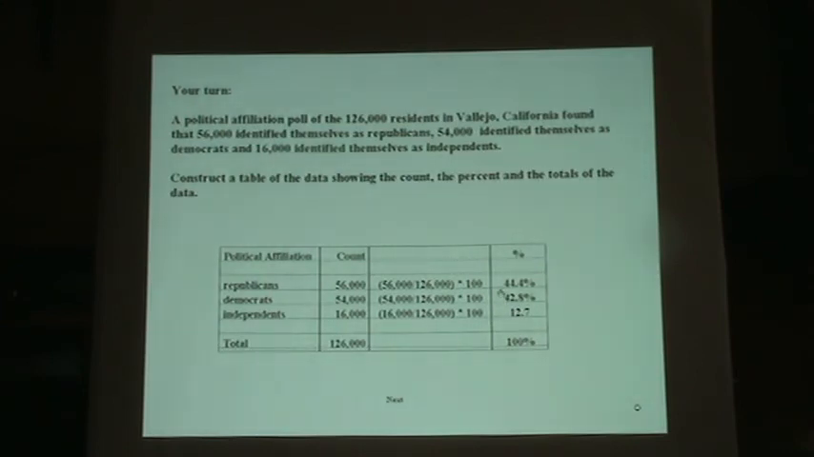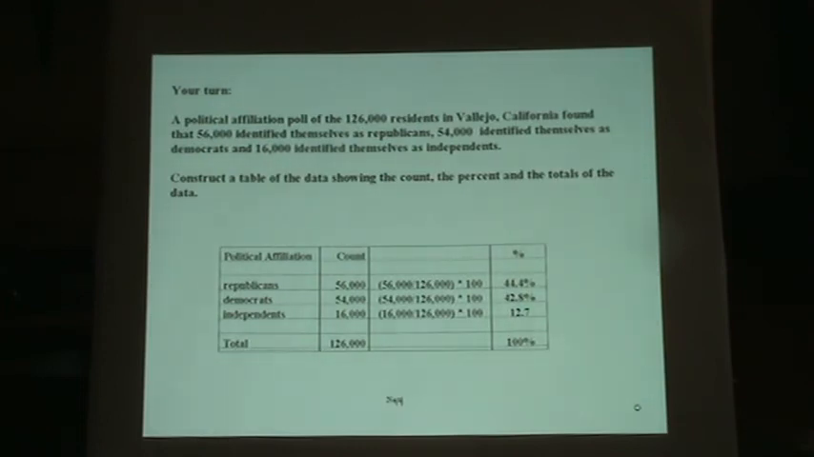Here's our percent. 44.4 were Republicans, 42.8 were Democrats, 12.7 independents, and this is how we got it. We took the count, 56,000, divided it by the total, 126,000, multiplied by 100, and that is how we got it. Same with the Democrats, 54,000 divided by 126,000 times 100, and the same with the independents. And again, this is a very good skill that you should have, being able to take a number and change it into the percent.